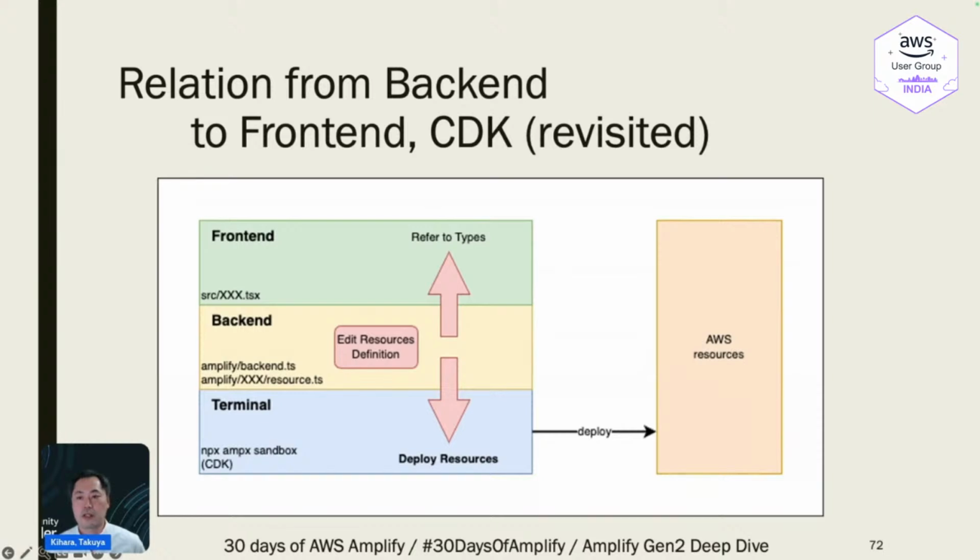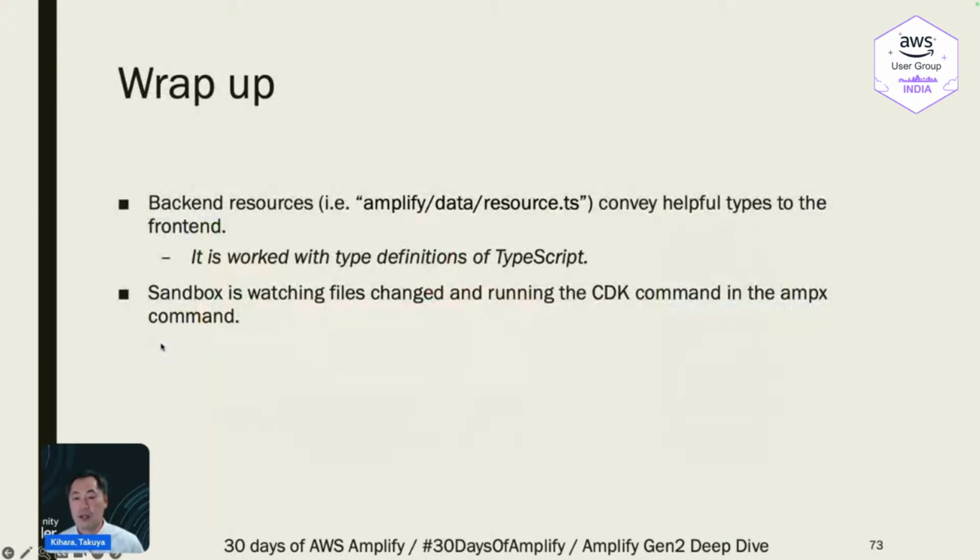Let's look at the simple figure again. The resource settings defined in the backend are referenced in the frontend as type and are used by the CDK to deploy the resources. We checked this basic flow by following the source code. Okay, wrap up. We check backend resources convey helpful types to the frontend. It works with type definitions of TypeScript. And Sandbox is watching files changed and running the CDK command in the AMPX command.